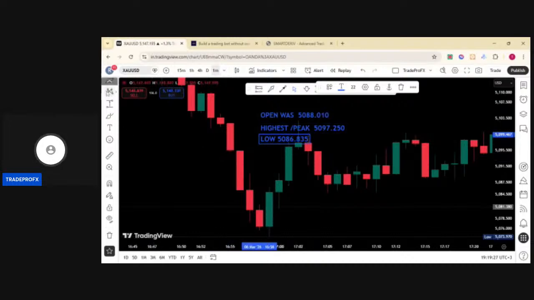And the cross, you already know where the cross is. The cross is here, that point. So it crossed at that point. So after crossing, it gave us 1596. So that's the highest point.